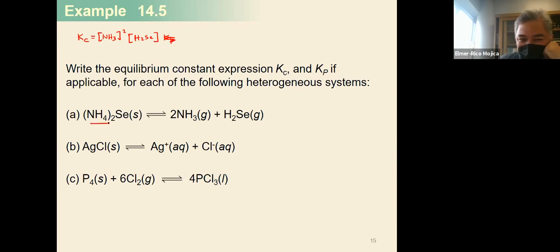You don't include this one. And if you're going to look at Kp, it's just the partial pressure of NH3 squared times the partial pressure of H2S. You don't include this. So how will be your Kc here in the second one? Anyone?